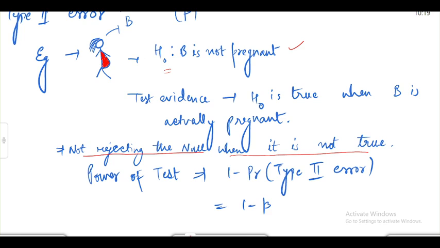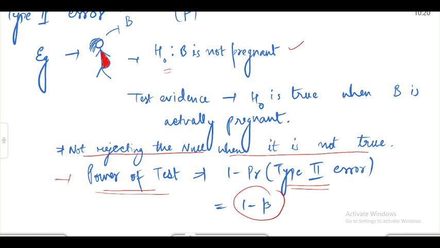So the power of test is described by 1 minus the probability of type 2 error, or 1 minus beta. So remember this formula. A lot of questions can come directly from this formula. It's a very simple formula, and I hope you'll remember this.